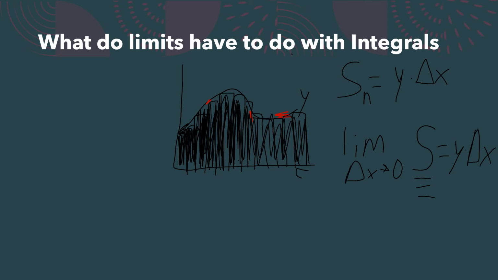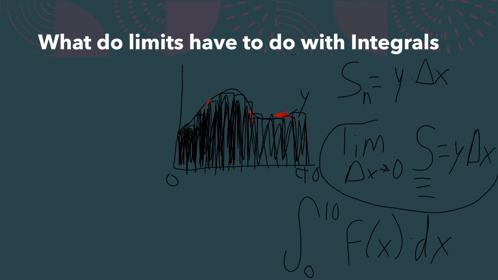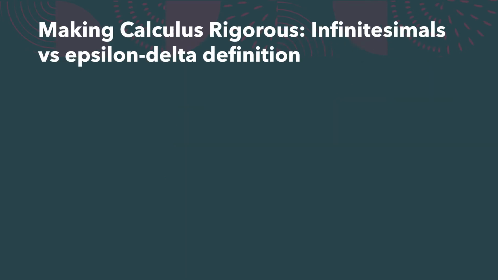And so we call this the integral of, let's say this is 0 and this is 10, we say the integral from 0 to 10 of our function f of x dx. And so that is sort of what an integral is. It's where we're measuring the area under a curve, and it's a limit process. It is also a limit. So both derivatives and integrals are limits.